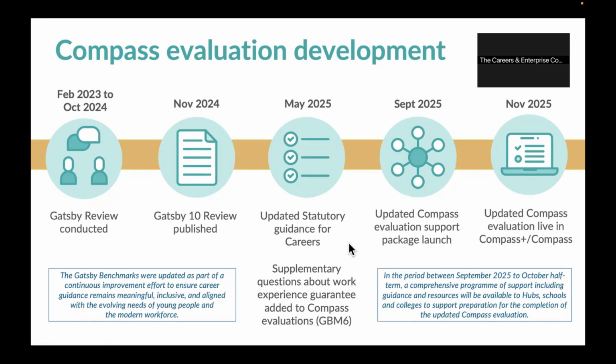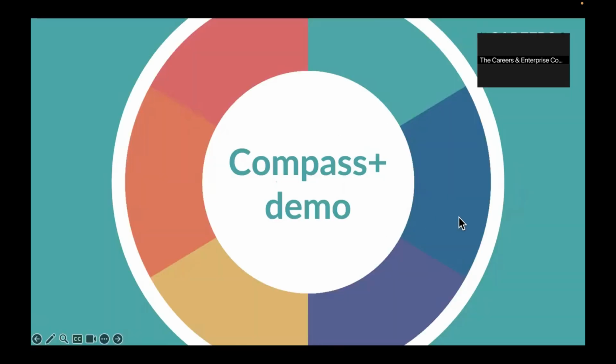Updates have been made to all three versions of the Compass evaluation: the Compass evaluation for schools, the Compass evaluation for specialist settings, and the Compass evaluation for FE and ITPs. Don't forget that the updates will be live in our digital products, in Compass Plus and in Compass, from the 3rd of November.